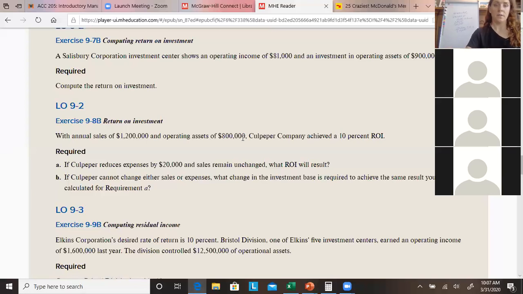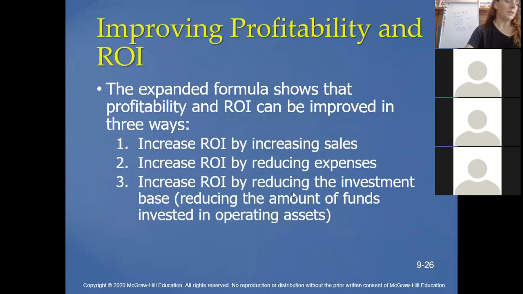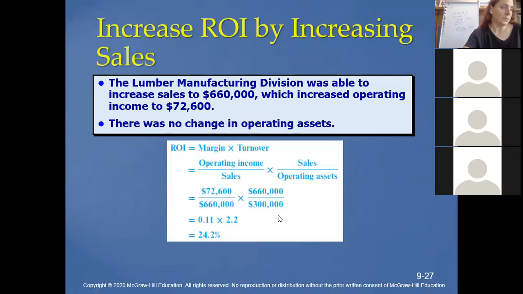Okay. So then what I'm going to do is get back to the PowerPoint. This is basically what we just did. You're going to have an increase in ROI if your sales increase, if your expenses decrease, which increases your income, and if you increase the investment base. That's the third way that you can increase your ROI. And it gives you an example of each one.